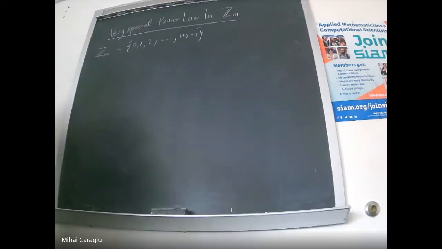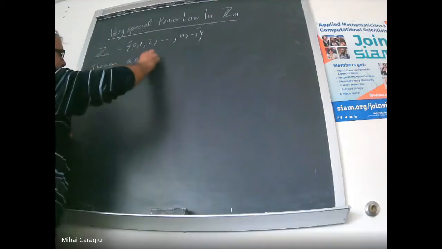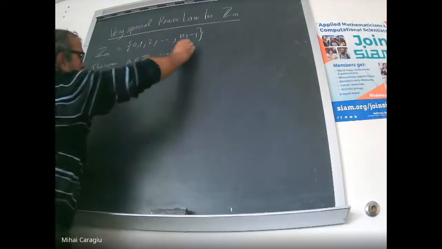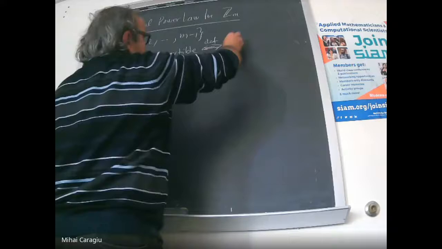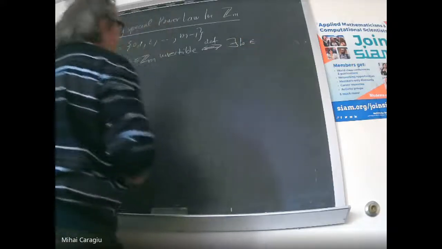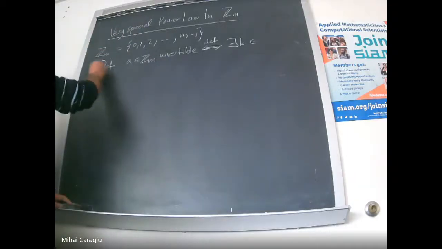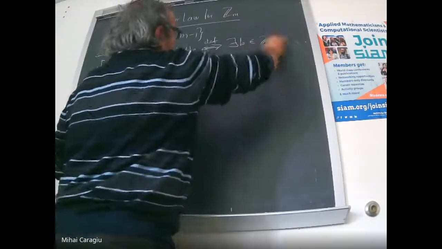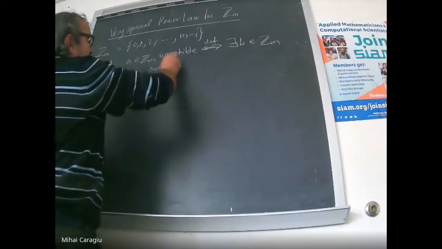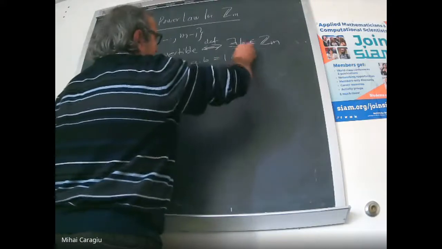Okay, so let's use the following theorem. We already discussed it. Here's the definition first. Definition: A belonging to Zm is invertible, equivalent by definition, there is a B in Zm such that A times B equals 1 in Zm.